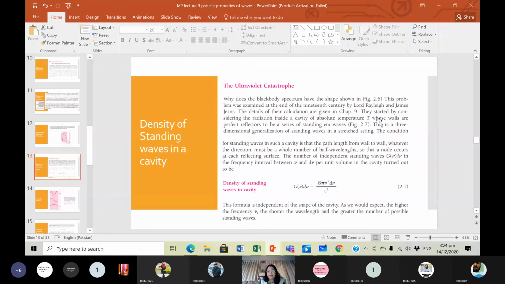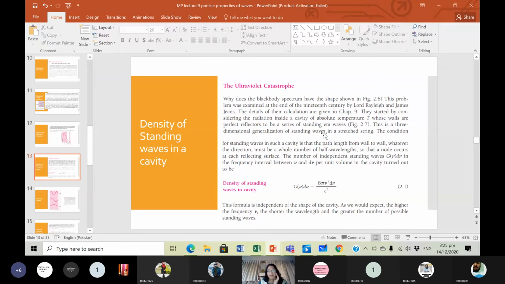The problem was examined at the end of the 19th century by Rayleigh and Jeans. They were two physicists trying to understand black body radiation. They started by considering the radiation inside a cavity of absolute temperature T, whose walls are perfect reflectors. This is a three-dimensional cavity, and the radiation inside is taken to be a series of standing electromagnetic waves. Now we'll be talking about the concept of standing electromagnetic waves here.